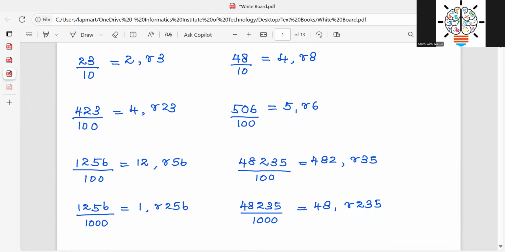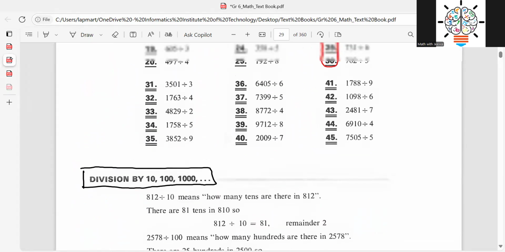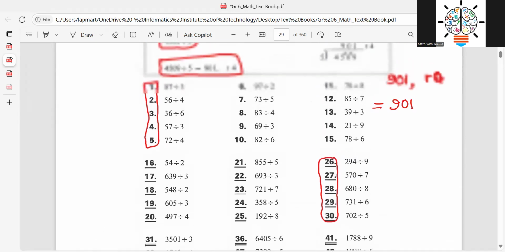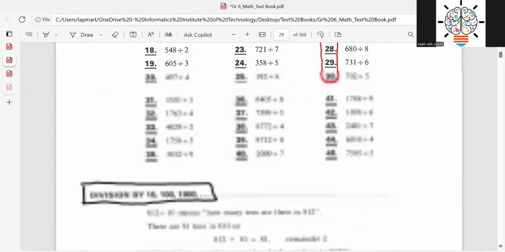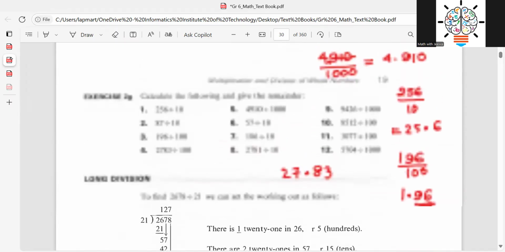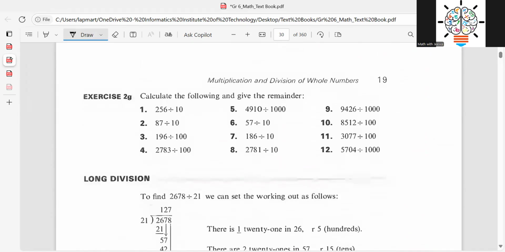So the next day we want to discuss the long division. But before that, I'll give you a few sums to do, right? You can do questions 1 to 5, page 18, exercise 2F, questions 1 to 5. You want to write the answer with the remainder, right? After that, you want to do this one, where we have these 4 questions, right? These will be your homework.